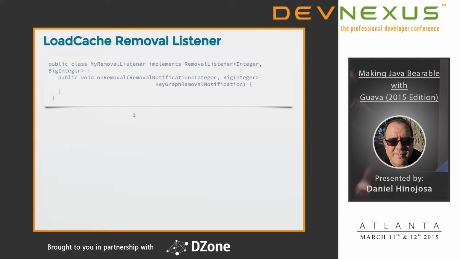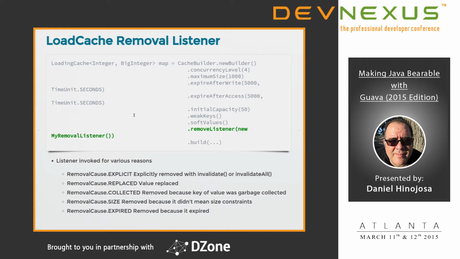And here's my removal listener, and I think most of us know how listeners work. You just implement the listener, and every time an entry is removed from this cache, then this onRemoval method will be called as a callback, and you can report it or do whatever you wish to with it. Once I establish that, I just plug that in as my removal listener, and we're good to go.